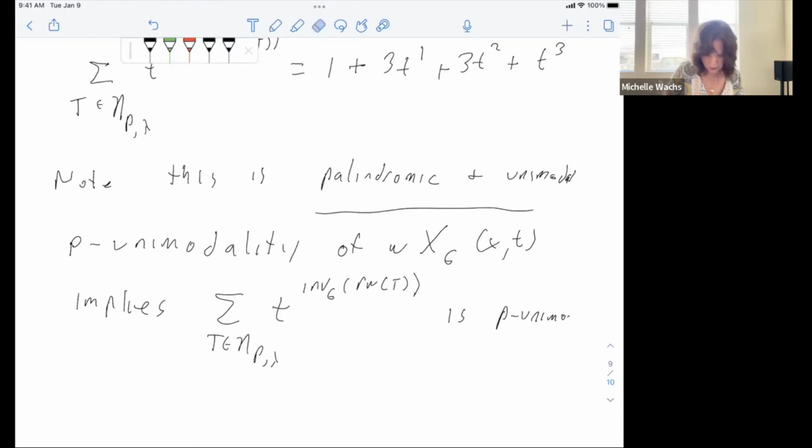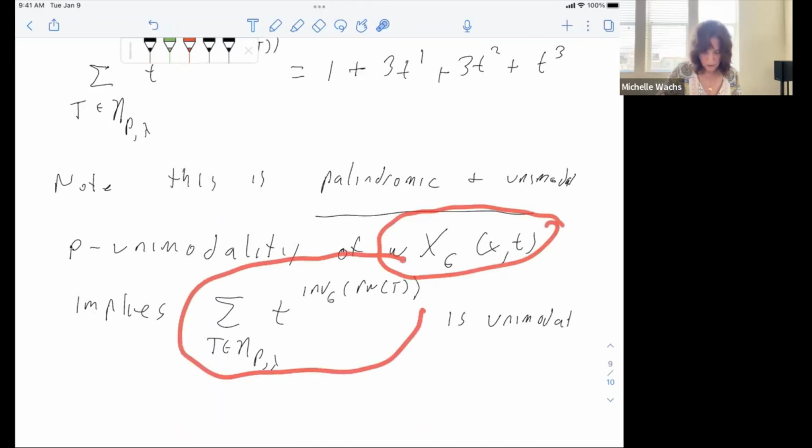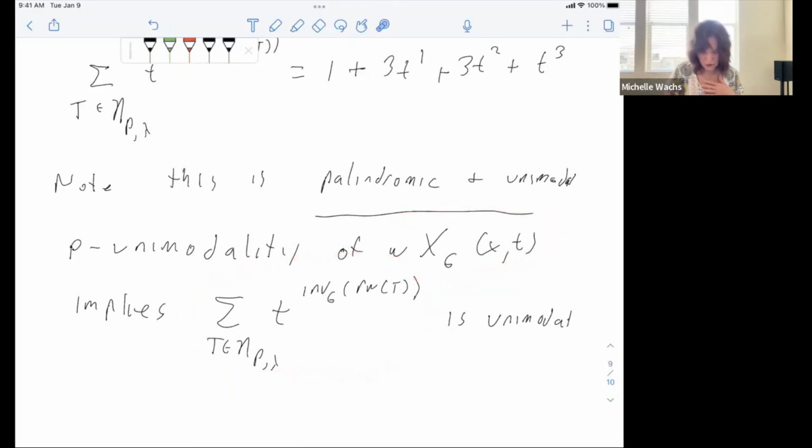It's unimodal, not P unimodal. This is a polynomial in t. This has to be unimodal. So if this is P unimodal, then this has to be unimodal. Actually, knowing this it's equivalent. So the unimodality of that polynomial implies the P unimodality of this, which the general conjecture tells us has to be true. But this is still open.